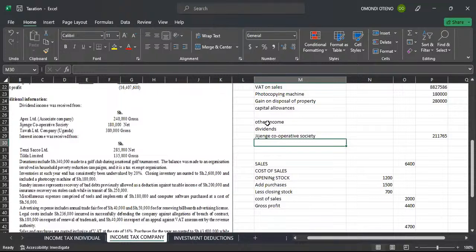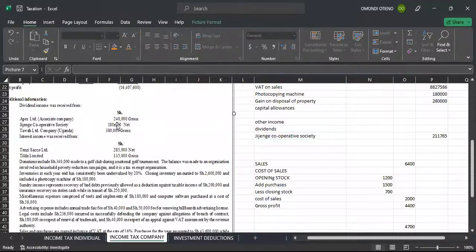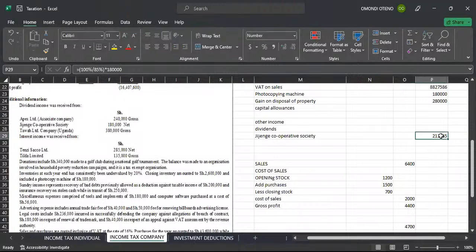Yes, this one here, remember I've indicated it is other income. So what we are trying to look at, this one is supposed to be subjected to tax, but the only thing we are doing is we adjust it to the right value. They recorded 180,000. So we have to take care of it by bringing it back.